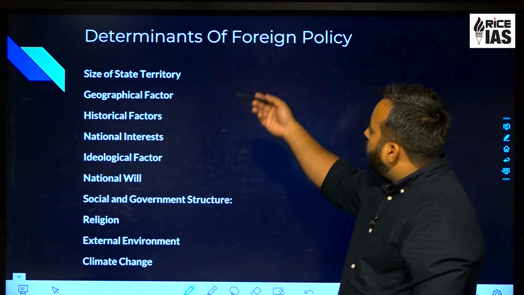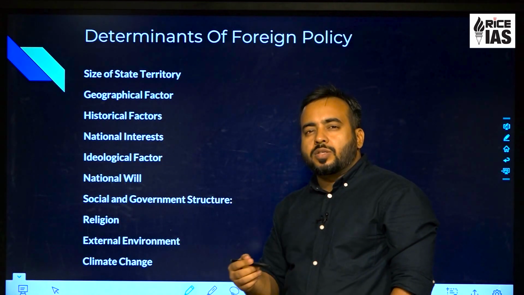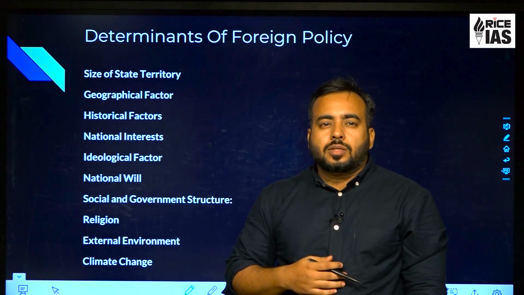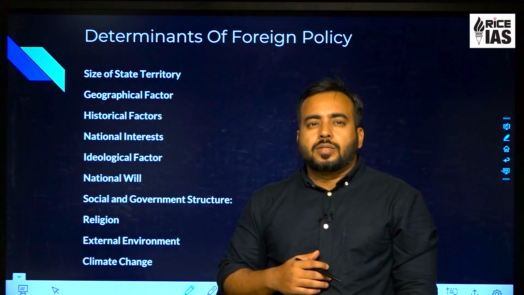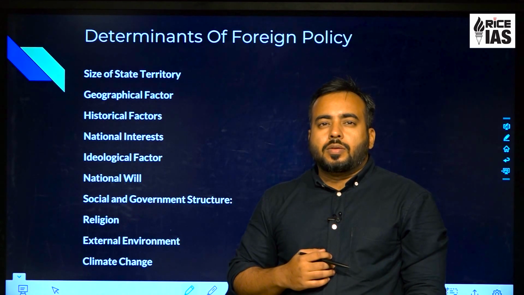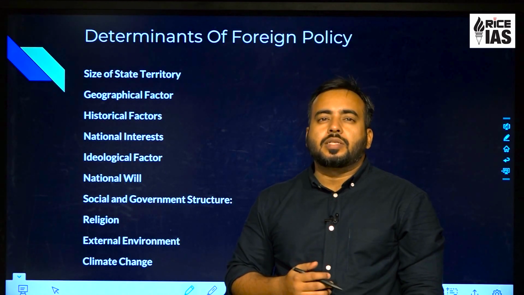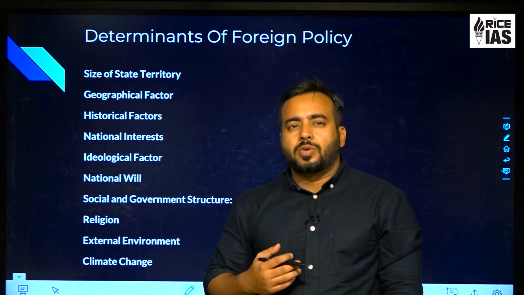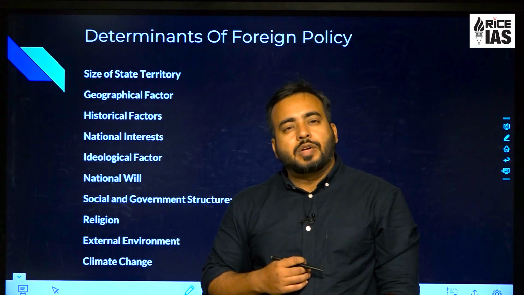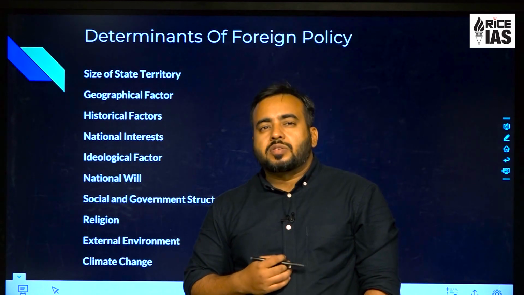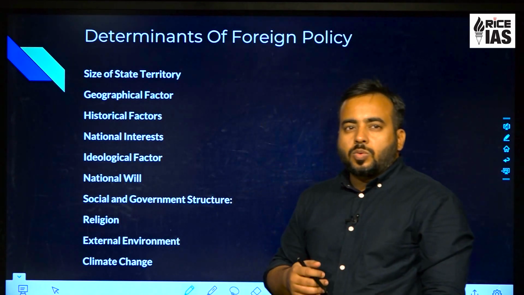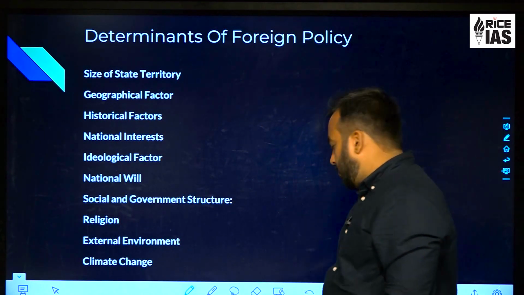These are the determinants, the chief determinants of foreign policy of any country. These topics are only indicative, they are not exhaustive. There are too many other factors which determine foreign policy. As we move forward into the lecture, you will understand. But these are the main factors on which the foreign policy of any country depends. We will try to see it all through the help of the Indian example. So let's look at them one by one.